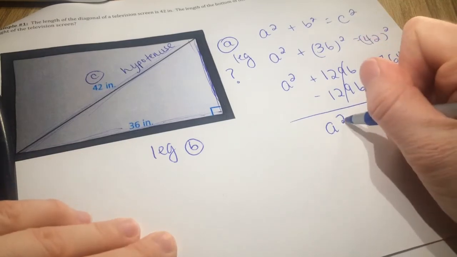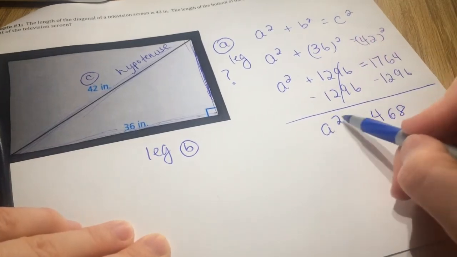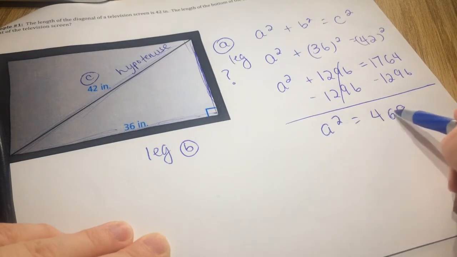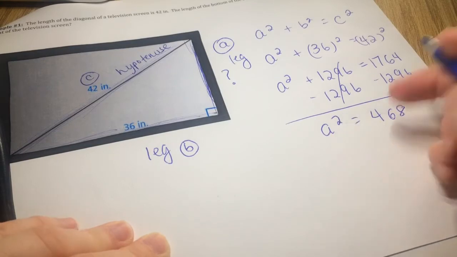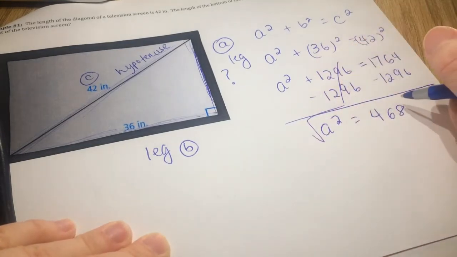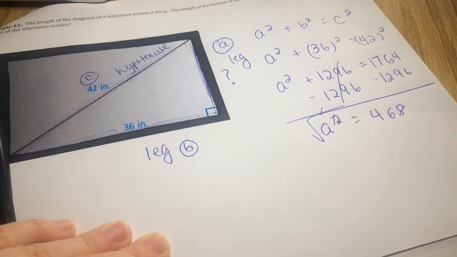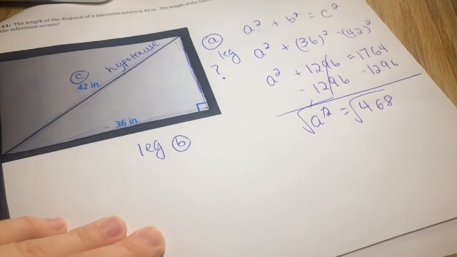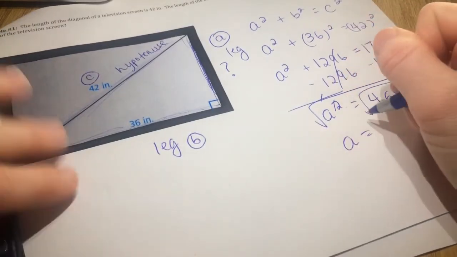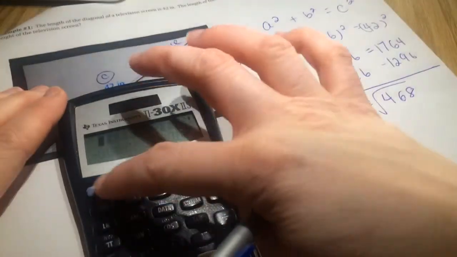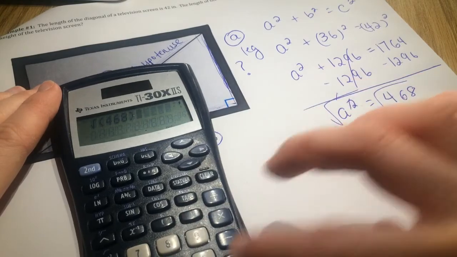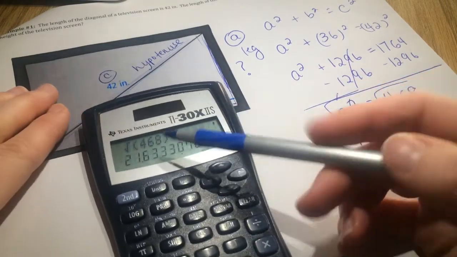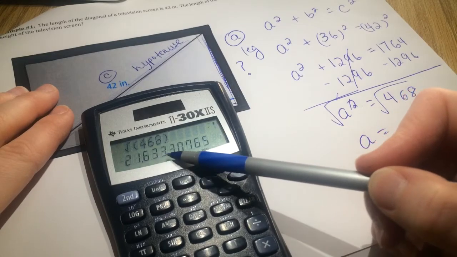So now we are down to an equation with a square. It's a squared equals 468. We have to get a by itself. To undo that square, remember the inverse operation is a square root. That cancels out the square. Whatever you do to the one side, you have to do to the other side. So I'm left with a equals, and then in the calculator, the square root of 468. And, well, it's 21.6 something.